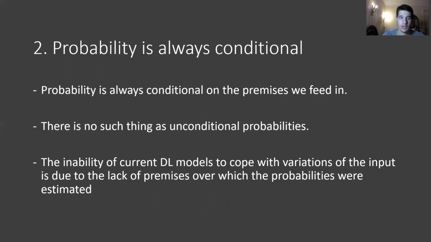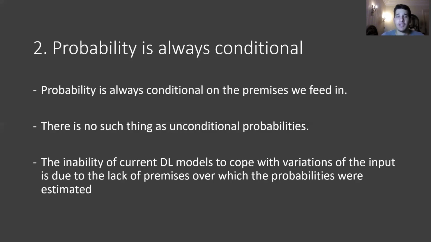So probability is always conditional. Probability is always conditional on the premises we feed in to the model. So if I say, for example, what's the probability that a coin is in my left hand and not in my right hand? Saying 50% is not exactly accurate. Why? Because I have not stated with 100% certainty that there exists a coin in either of my hands. So you cannot base your statistical inference off of a condition that I never mentioned. I think we often tend to ignore this axiom. So there's no such thing as unconditional probabilities.